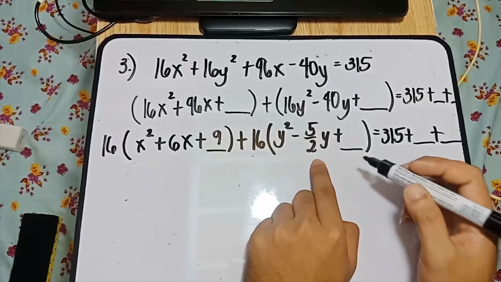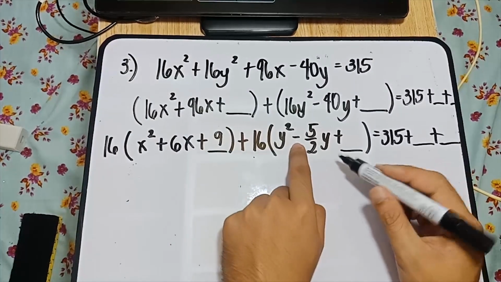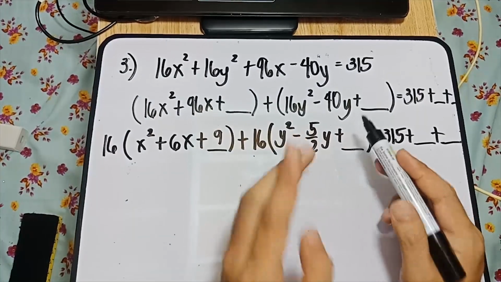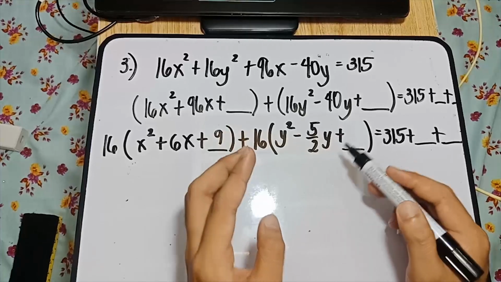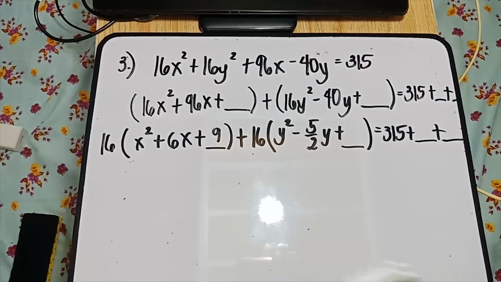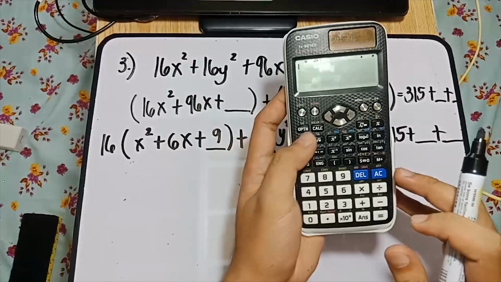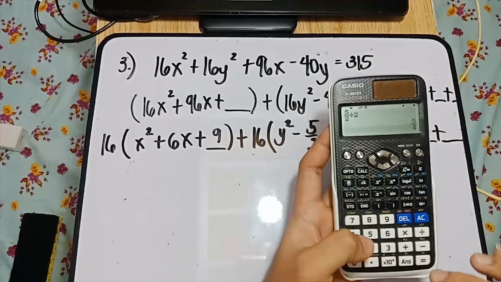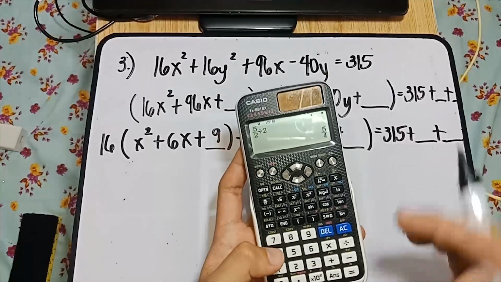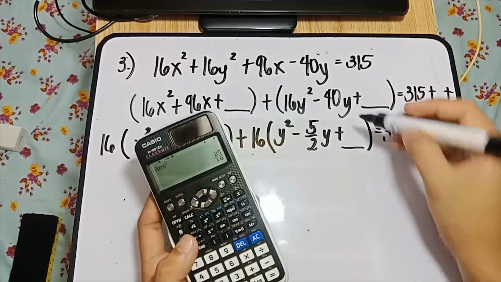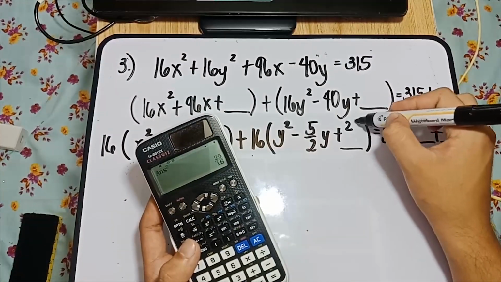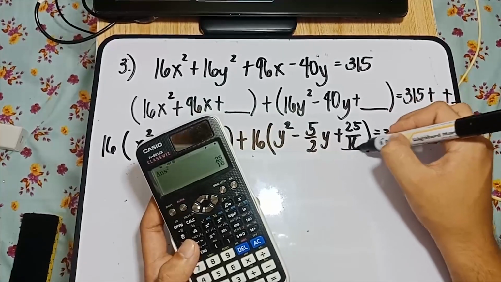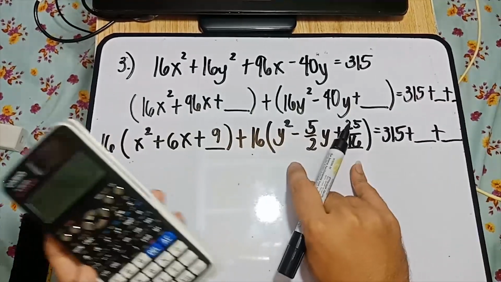Yun din sa kabila. Divide natin tong fraction of 5 over 2 sa 2. That is 5 over 2 divided by 2, that will be 5 over 4. So, check natin. Squared natin yan. So, 25 over 16. Perfect square trinomial na ito.